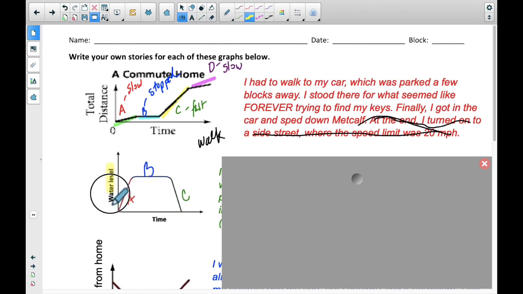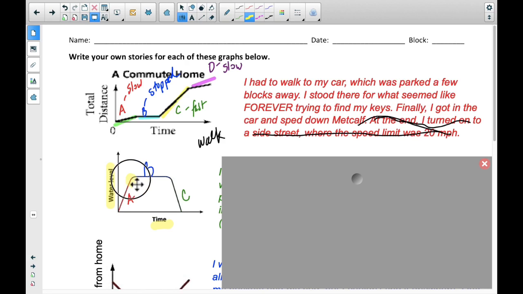All right, remember, it's important to look at the axes. So this is water level. What does that mean? Well, we're filling something up with water. So during the first part, part A, it's filling up, and then it stays that same level, and then it empties out.